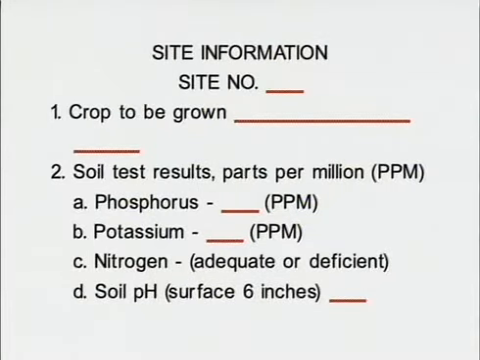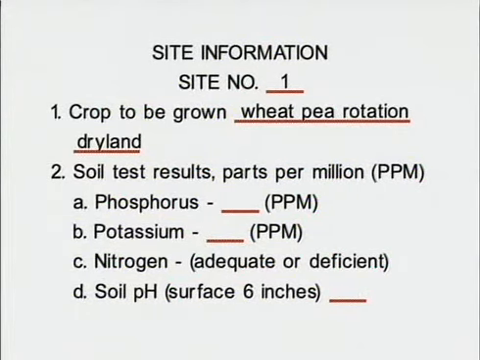What I would like to do at this time is go through the instructions for the practice exercise on land evaluation, which I've assigned you. In your packet, you should have a sheet labeled Land Evaluation Example Situation Site Number 1. On that card or form, you will see the intended use is for a wheat-pea rotation, dry land.